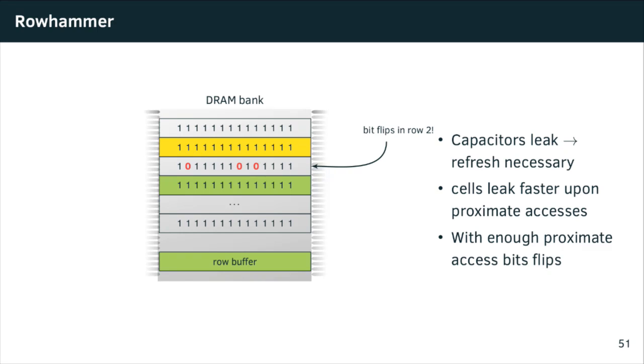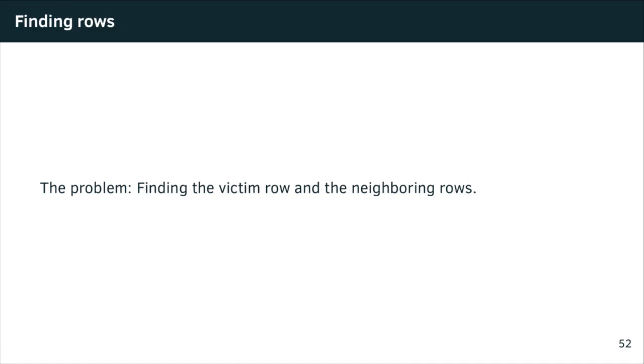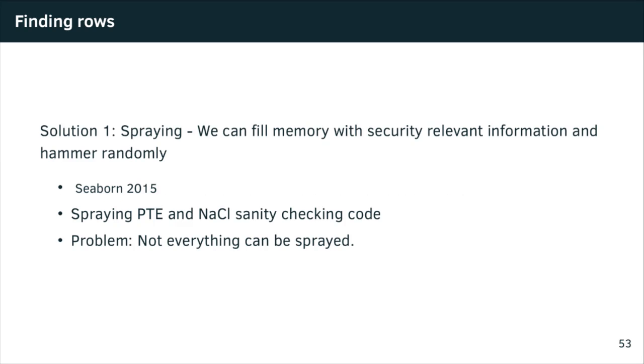The problem with Rowhammer is, where are the victim row and where are the neighboring rows? Having gigabytes' worth of memory in your computer, you have to search a long time to find something that really maps well to victim data, because you don't want just anything from the victim, you want the important data. And the first solution, by Seaborn and Dullien in their Google blog post, was spraying.